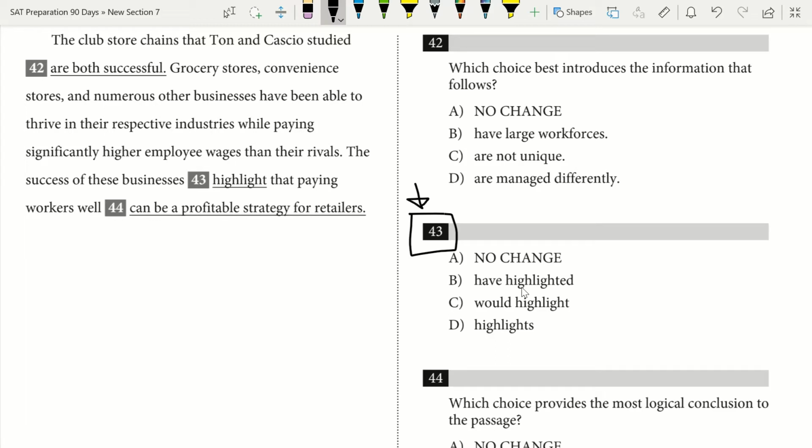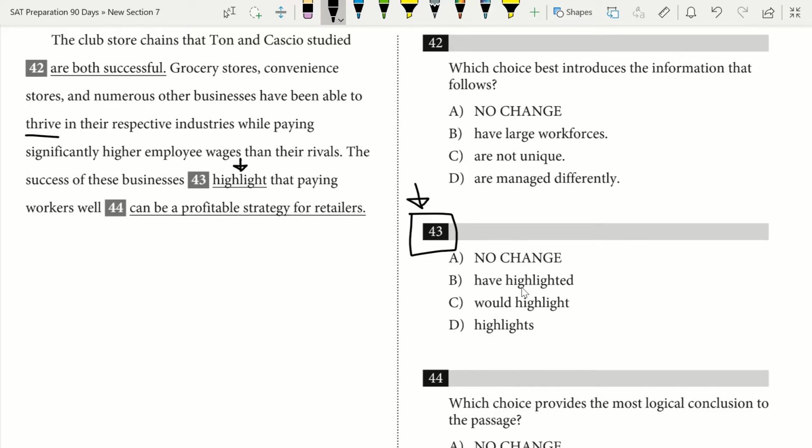So let me give you a little bit of context here. Grocery stores, convenience stores, and numerous other businesses have been able to thrive in their respective industries while paying significantly higher employee wages than their rivals. The success of these businesses highlight. Okay, now what I see here is I have a verb in the middle of my sentence.